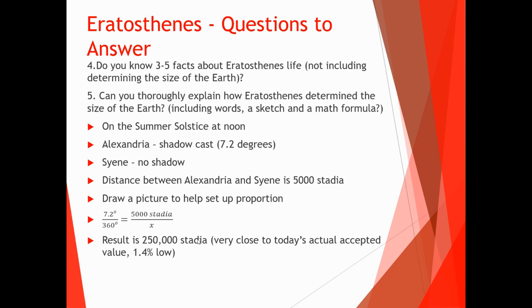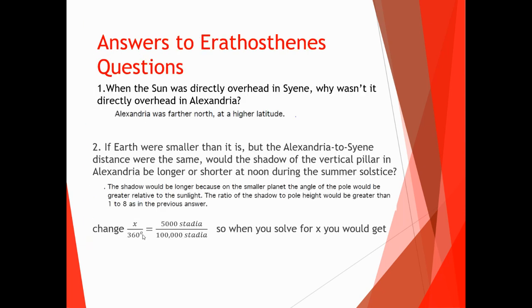It's 1.4% off, which is remarkably close for a very simple mathematical proportion. There's nothing fancy about this formula, and that is part of why this is considered to be a very important science experiment, because it took some fairly simple knowledge and the shadow of a sun, which we see all the time, and very basic math to come up with the size of the Earth. So let's go over some of the other questions.